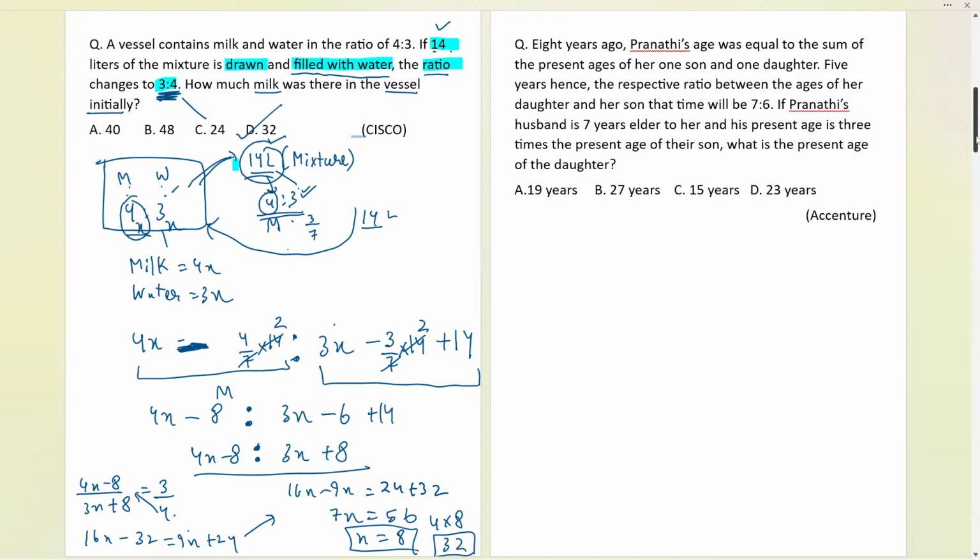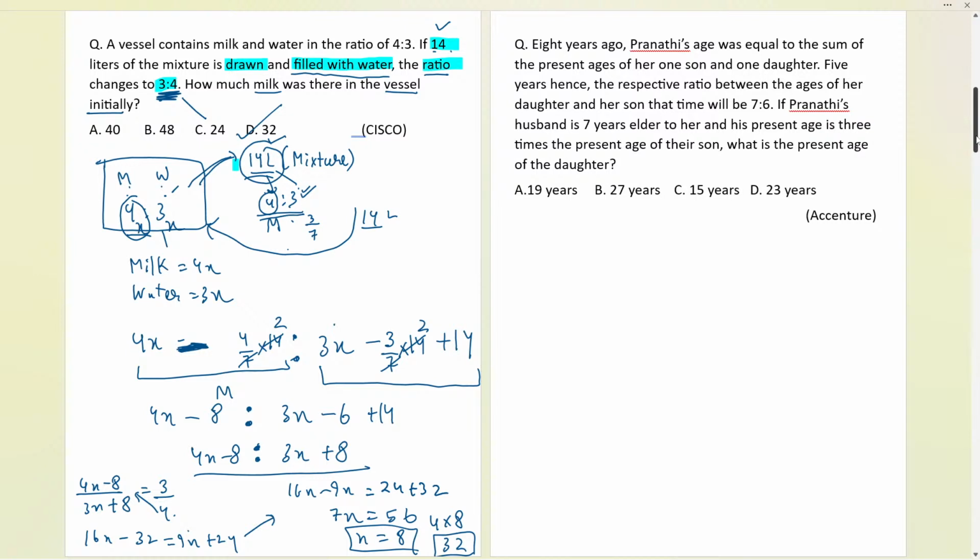Twenty seconds to go. Okay, the time is up. You all tried your level best.